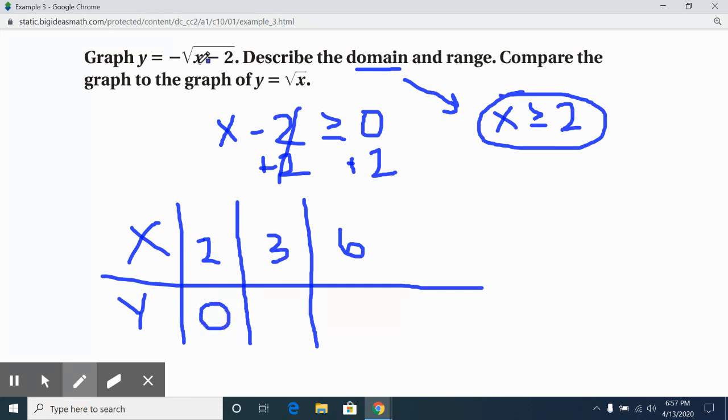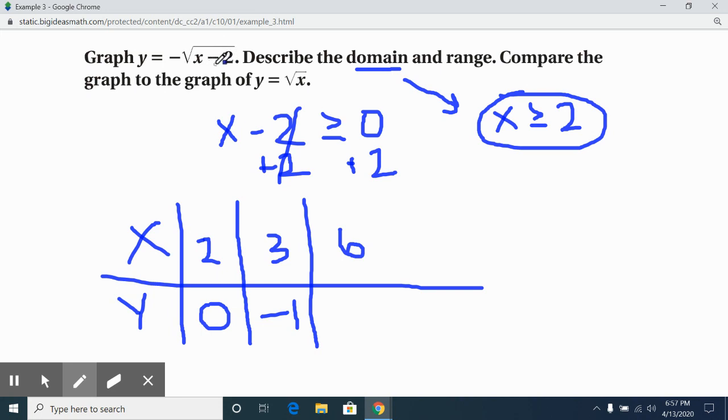When I plug in 3, 3 minus 2 gives me 1. The square root of 1 is 1, and then I pop this negative sign on at the end. That negative gets popped on at the end, so negative 1 comes out for y when we plug in positive 3. Now I'm plugging in 6 because 6 minus 2 gives me 4, and 4 has a perfect square. That's why I'm plugging in 6.